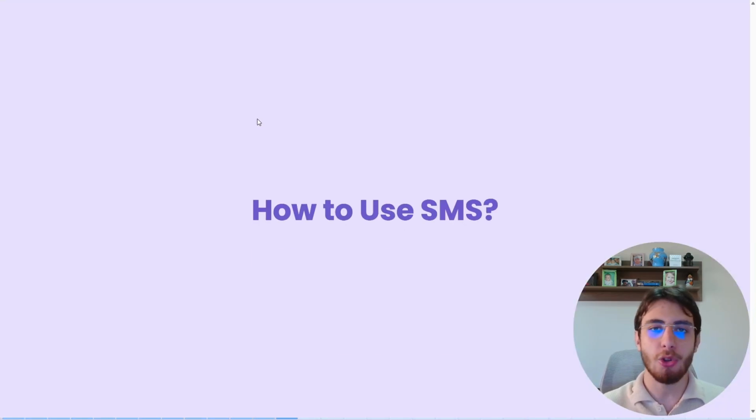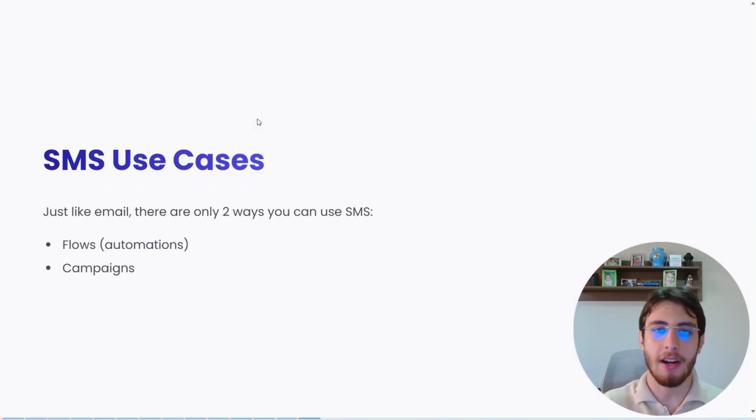So how to use SMS. Basically, there are only two use cases for SMS, and they're basically the same as use cases for email marketing. Number one, flows, or basically automations. I call them flows because that's what they're called in Klaviyo, but they're basically automations. So they're automated sequences that you set up once and then people receive based on a certain rule or condition or trigger. So automations and campaigns. Campaigns, I'm going to explain the difference in a minute, okay?